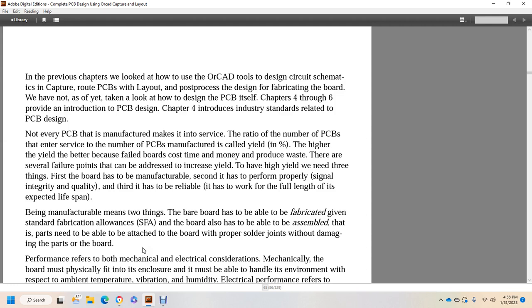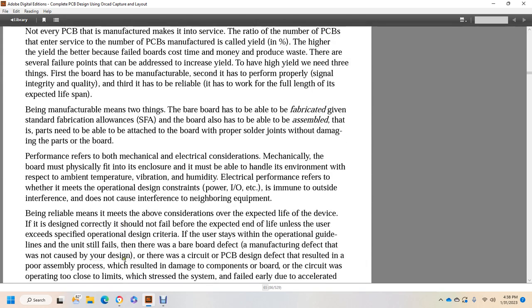That means parts must be able to be attached to the board with proper solder joints without damaging the parts or the board. Performance refers to both mechanical and electrical considerations. Mechanically, the board must physically fit into the enclosure and must be able to handle the environment with respect to humidity, temperature, and vibration. Electrical performance refers to whether it meets the operational design constraints for power, I/O, etc. It is immune to outside interference and does not cause interference with neighboring equipment.